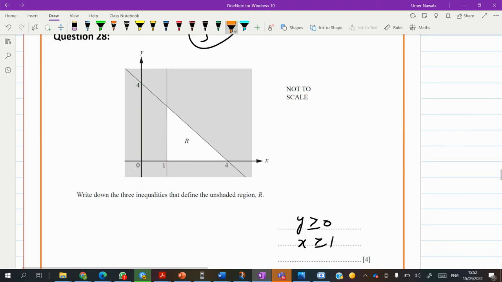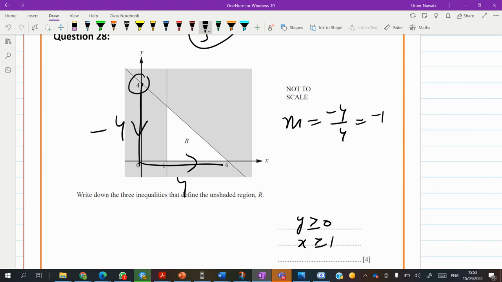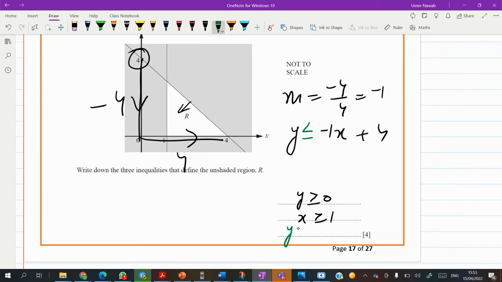Now come to the slanted line. Although it is 4 and it is 4, I can say it is x plus y equals 4. Very straightforwardly, I can say the equation of a line, but it's better to use the technique of how to write the equation of a line. Guys, 4 down, 4 right. So the gradient is minus 4 over 4, which is minus 1. And the y-intercept is 4. So the equation of the line is y equals minus 1x plus 4. Now since the wanted portion is down, I'm going to write less than, and it is a solid line, so I write less than or equal to. So y is less than or equal to minus x plus 4.